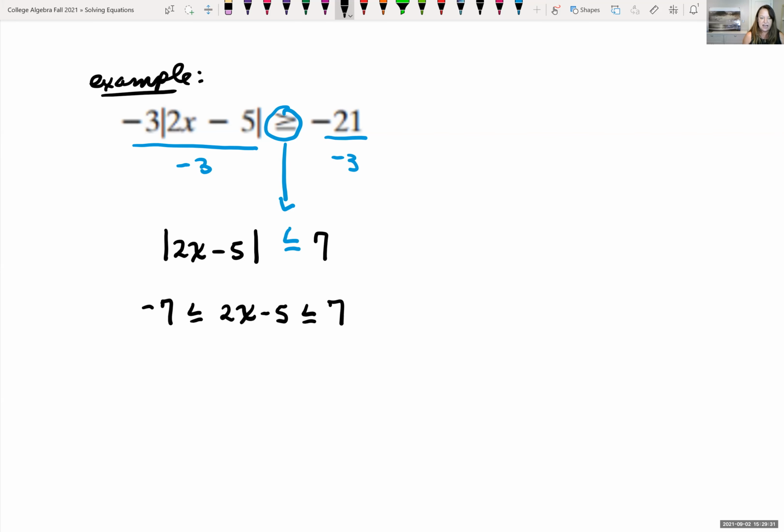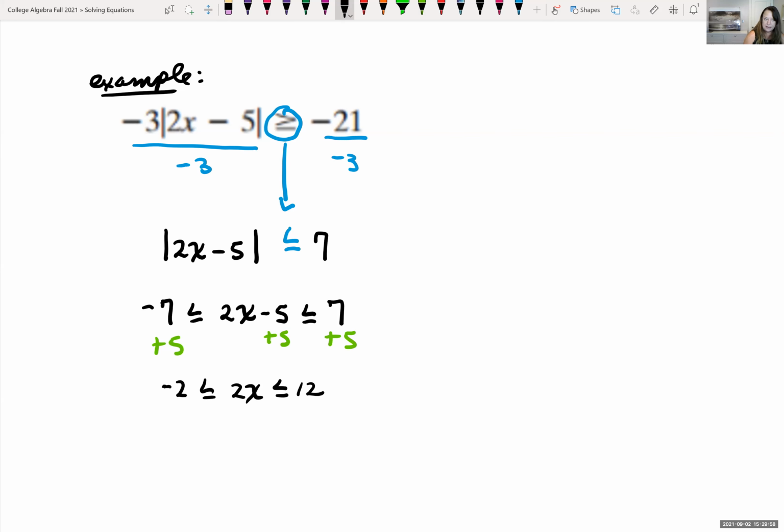So I'm going to just isolate x in between those -7 and 7. And I can do that by doing the same thing on each side of the inequality. So if I add 5 in the middle, I have to add it on the left and the right. So I get -7 plus 5, which is -2, is less than or equal to 2x, which is less than or equal to 7 plus 5, which is 12.